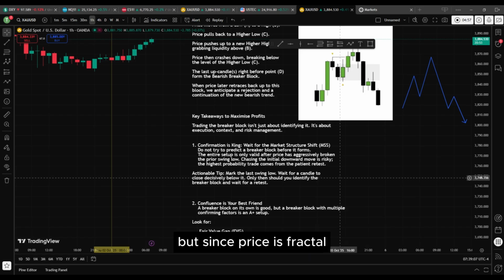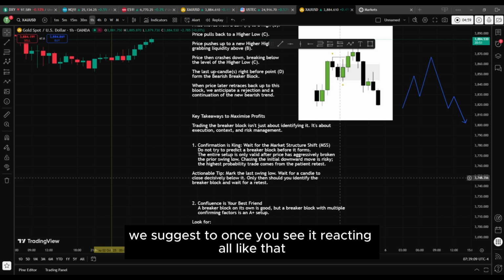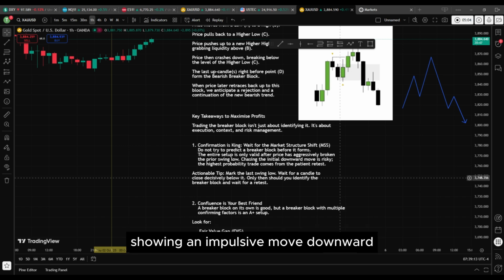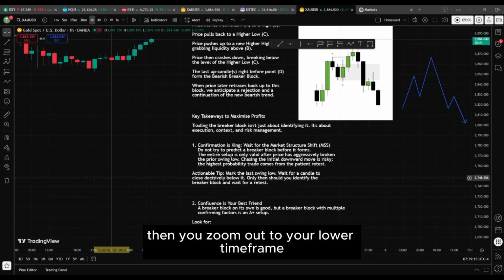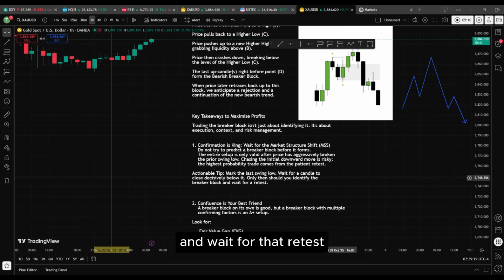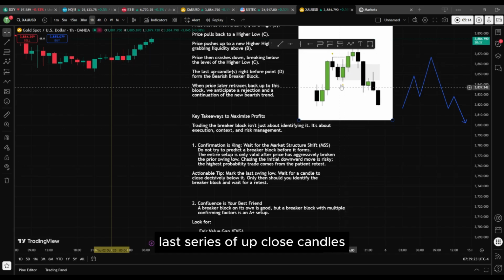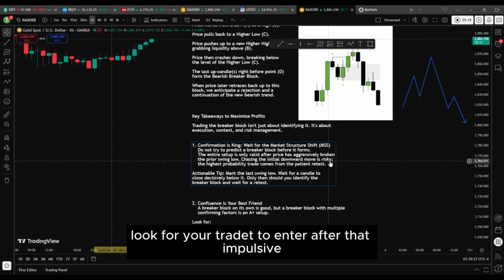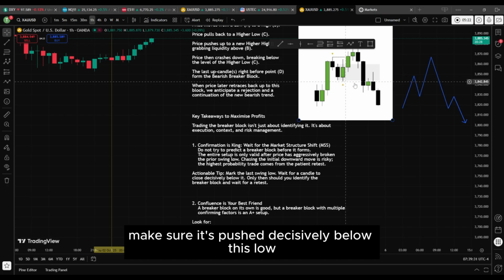But since price is fractal, be ready, once you see it reacting like that, showing an impulsive move downward, to zoom out to your lower time frame or your running time frame and wait for that retest. And on the retest of this last series of up-close candles, that's where you now look for your trade to enter after that impulsive move. Make sure it's pushed decisively below this low.